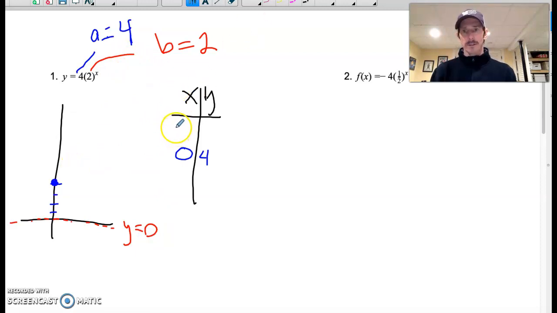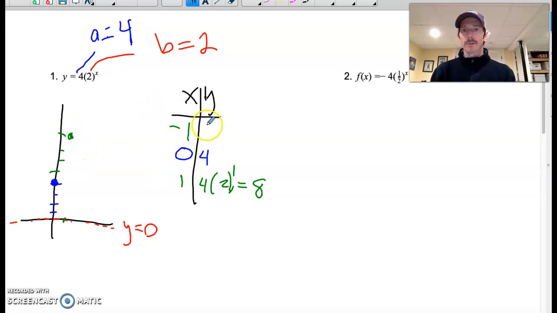I always put in -1 and 1 at this point. So if I put a 1 in, that's the easier one for me because it's just a 1. I would have 4 times 2 to the first, and that's just 4 times 2, so that's 8. So at an x value of 1, my output is now at 8.